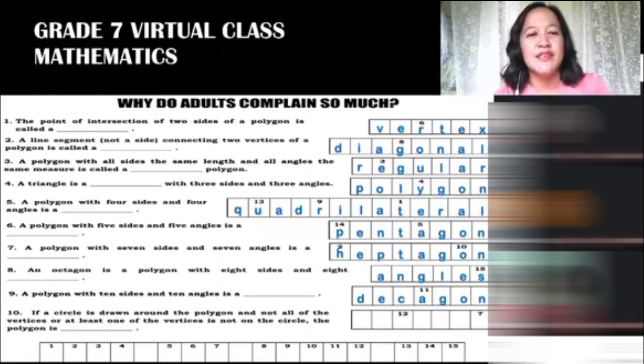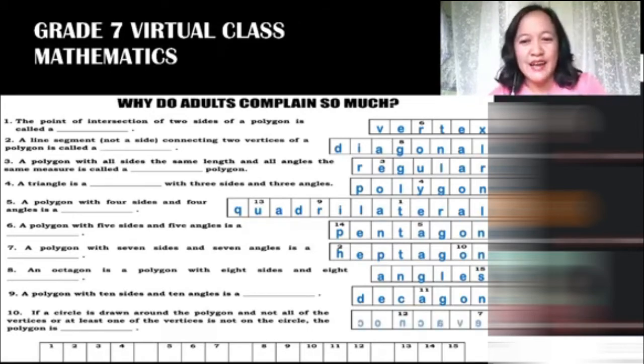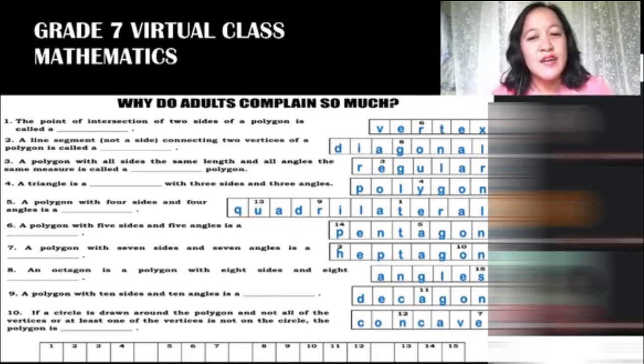And lastly, for our last question, if a circle is drawn around the polygon and not all of the vertices, or at least one of the vertices, is not on the circle, the polygon is what? Starts with letter C. Concave. Exactly. It is concave. Now, let's see who answered our puzzle.